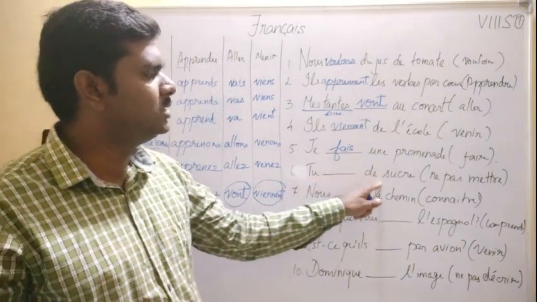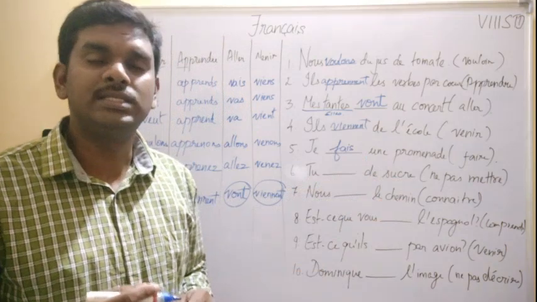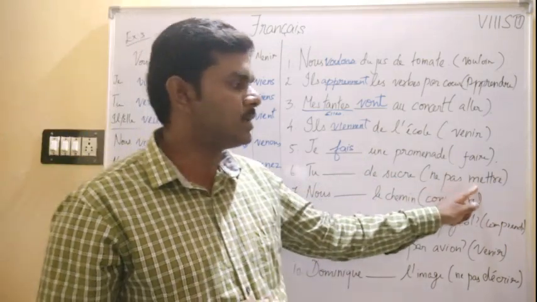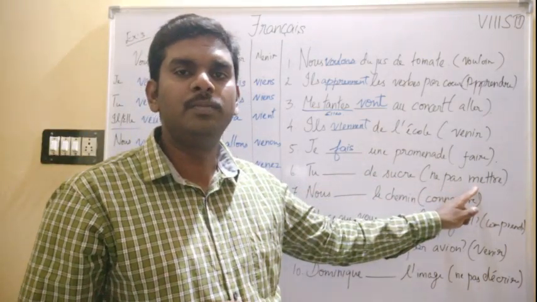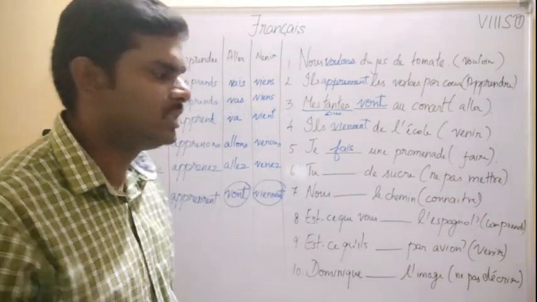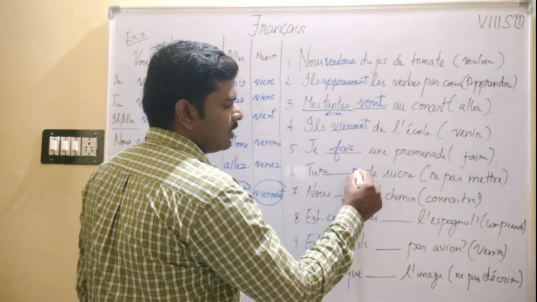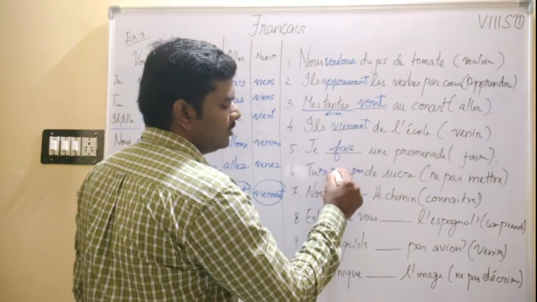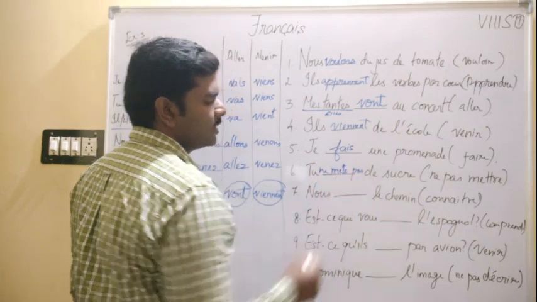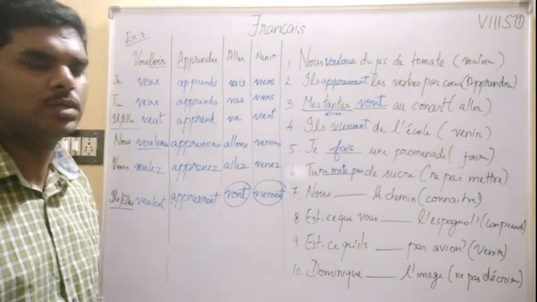Tu dash de sucre. Here, in this sentence, they are going to ask mettre verb in negative form. Negative, no problem. See here. Write ne pas and drop the verb here, M-E-T-S. Je ne mets pas de sucre.